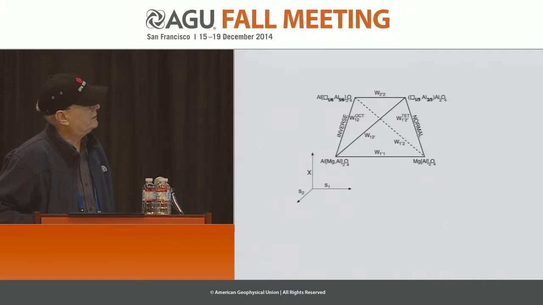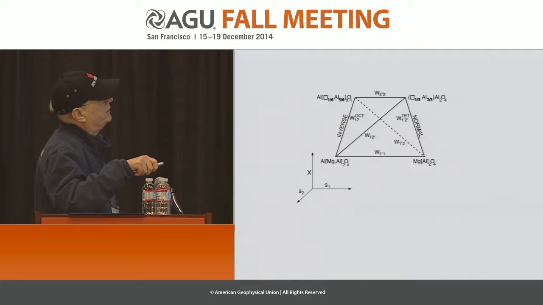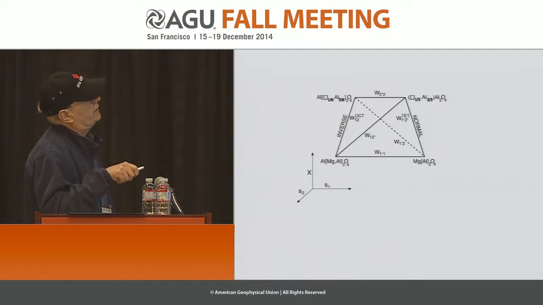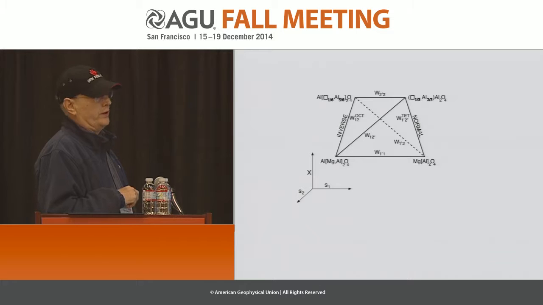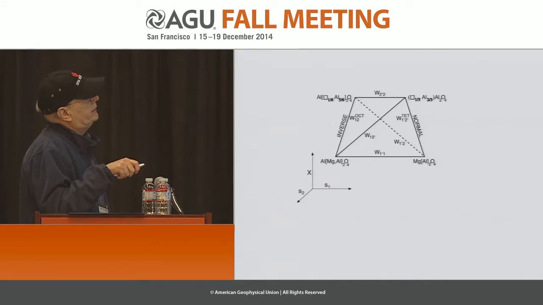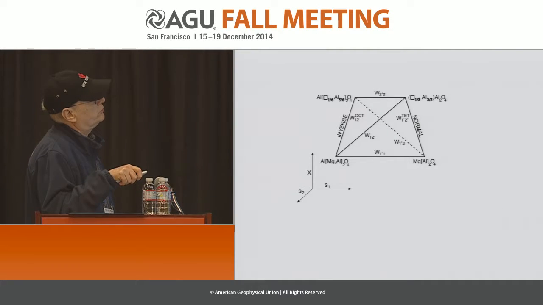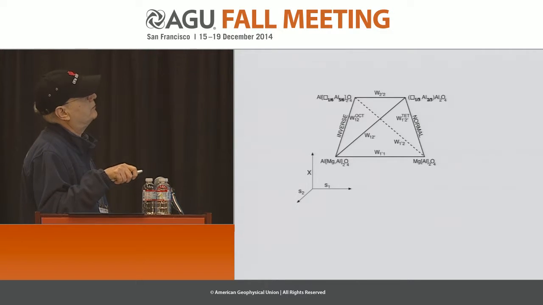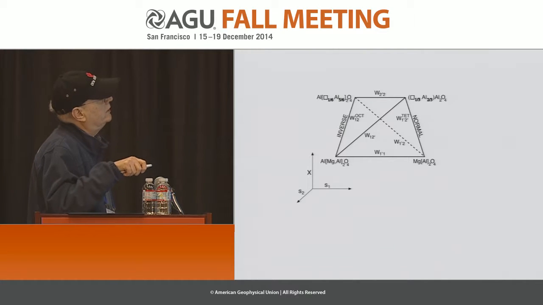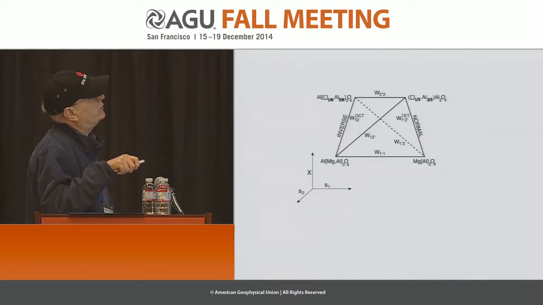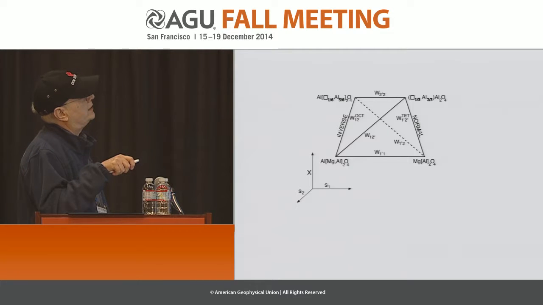So for this choice of variables and these assumptions, we produce a nice little composition diagram here, where we see that these W's represent our regular solution parameters describing mixing on the various end-member joins. That's between these end-members here, which are the magnesium aluminate end-member for normal spinels, where we have all of the aluminum on the octahedral site exclusively, and then the other two end-members here, magnesium aluminate and alumina, in the inverse configuration where we have all the tetrahedral sites occupied by aluminum.